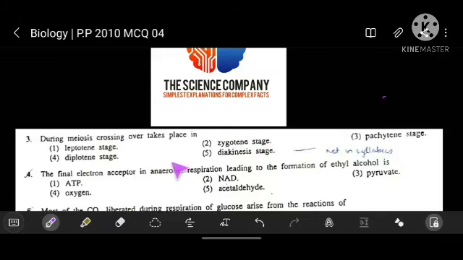Okay, now let's take a look at this question. This question is about anaerobic respiration. They're asking: the final electron acceptor in anaerobic respiration leading to the formation of ethyl alcohol is... They have given 5 answers.